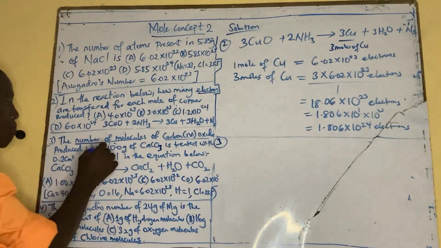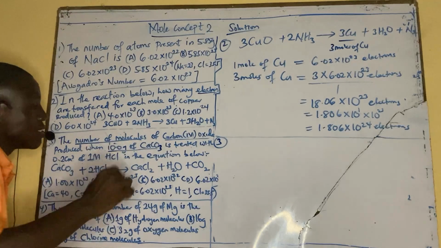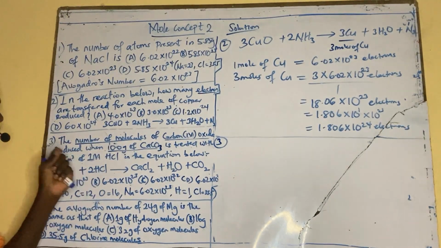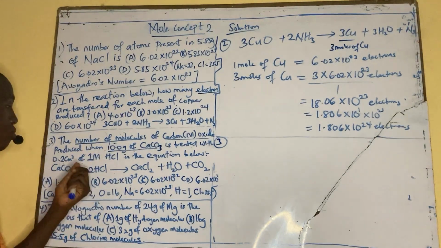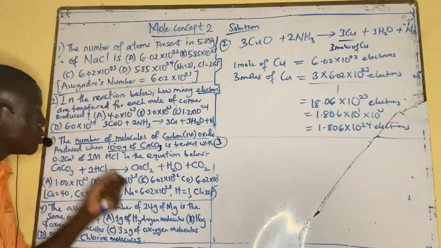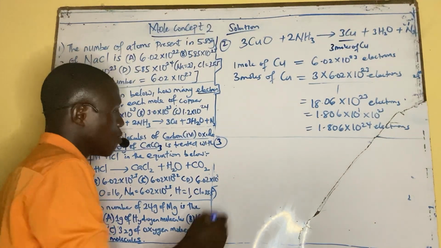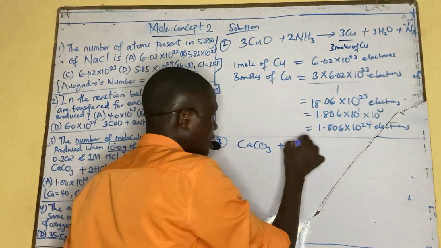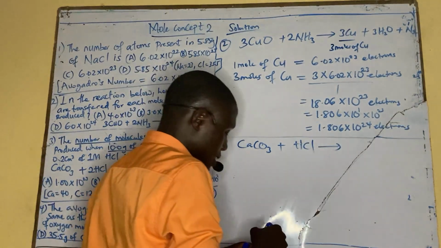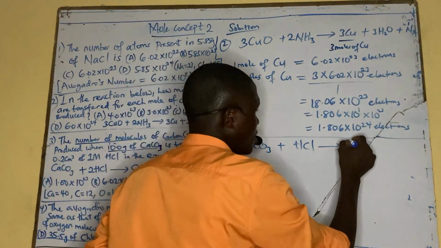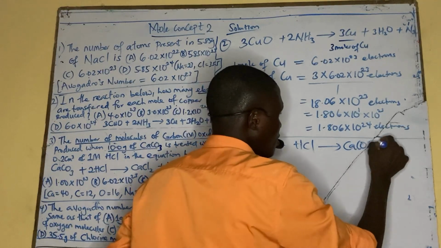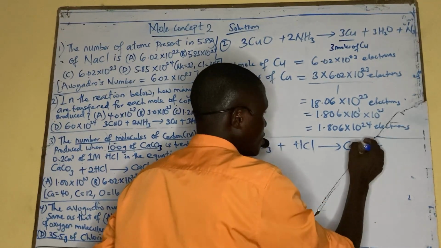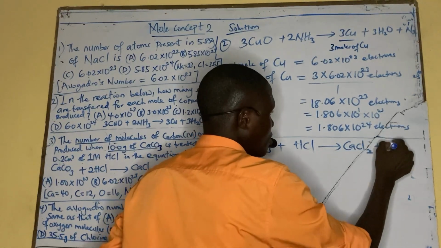When 10.0 gram of CaCO3 is treated with 0.2 of 1 molar of HCl, a very tiny amount of HCl, what will be the number of molecules of carbon 4 oxide produced? The first thing is to write the equation of the reaction first: CaCO3 plus HCl gives CaCl2 plus CO2.